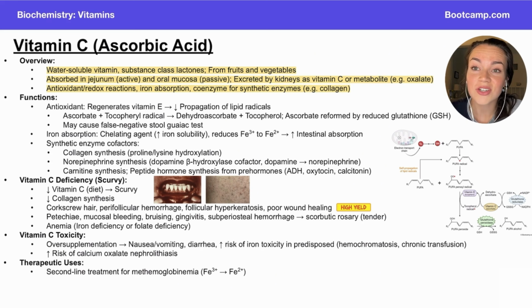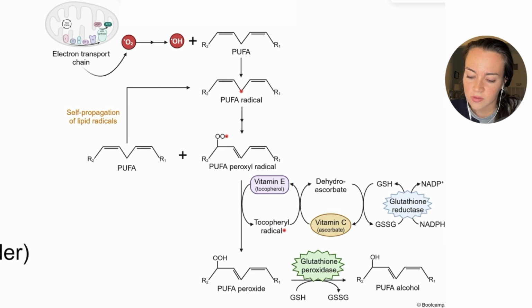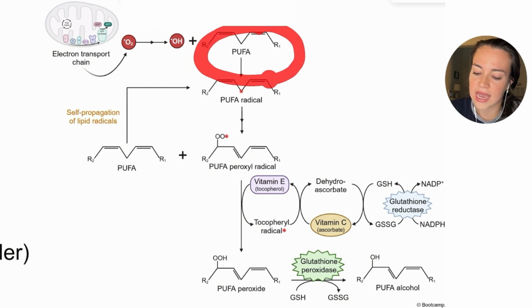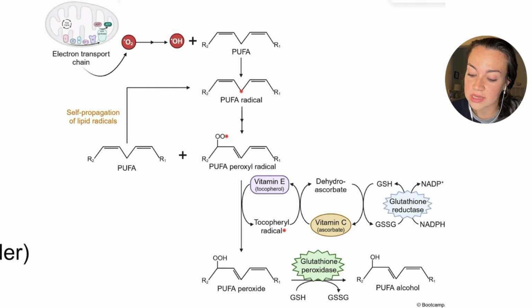So we got our introduction to vitamin C in the last video we did on vitamin E, when we talked about this whole antioxidant pathway over here, and we said that vitamin C is sort of the sidekick to vitamin E. Specifically, vitamin C helped regenerate vitamin E, which reduces the propagation of lipid radicals. So just as a refresher, remember we had all of these free radicals coming from the electron transport chain, and those free radicals were getting added onto polyunsaturated fatty acids, or PUFAs, and those were forming these PUFA radicals, which came in lots of different forms.